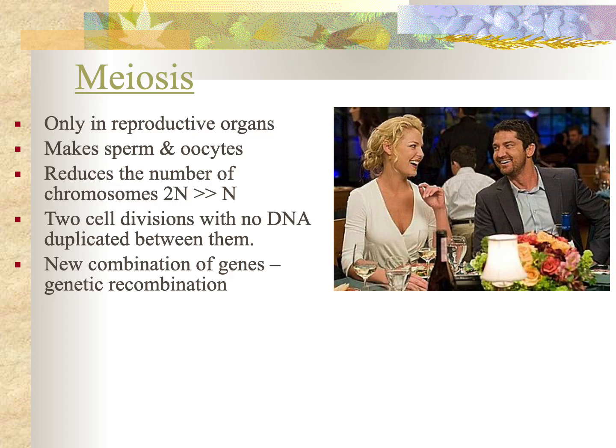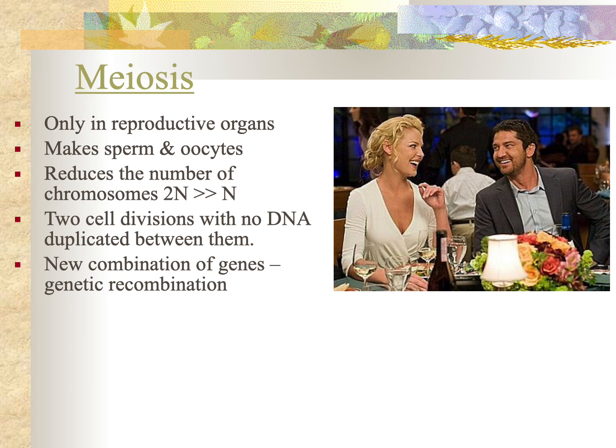And so meiosis occurs in the reproductive organs, in the testes in males, in the ovaries in females. In males we're making sperm, in females we're making oocytes. And an important thing here is to reduce the number of chromosomes. So what happens is you have 2 cell divisions with no DNA duplications between them. And you also have several mechanisms to get new combinations of genes. This is called genetic recombination.